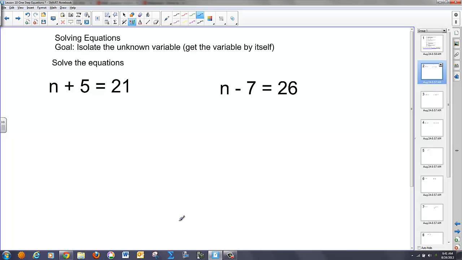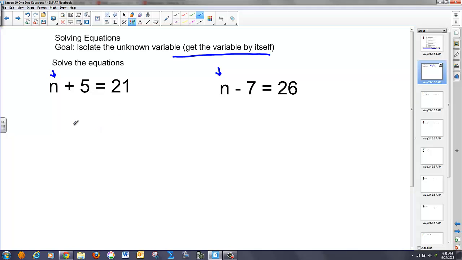Let's start solving some of these. In order to solve an equation, our goal is going to be to isolate the unknown variable or get the variable by itself. So we know that a variable is just a letter or a symbol used to describe a number. So in each case, we're going to find out what this variable is equal to.